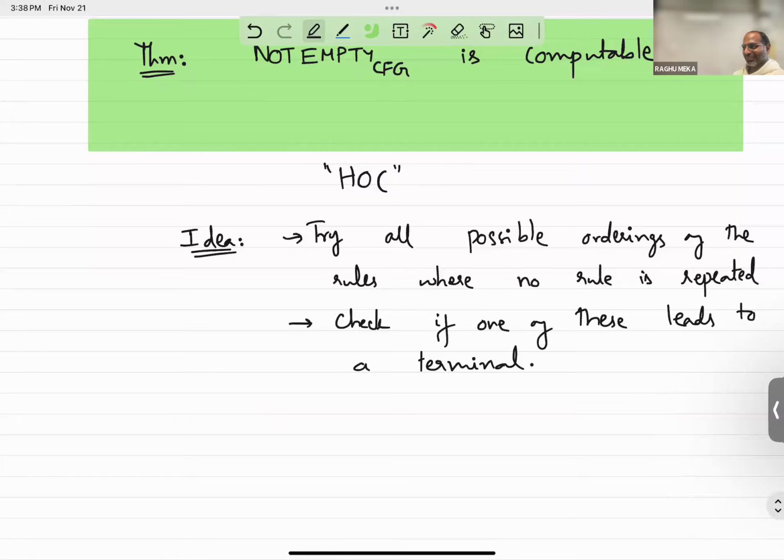There's also a more efficient way though. If there are k rules, this is like k factorial at the very least. Right? I need to find all possible orderings. So this is a bit more expensive than what maybe, let's say, you would do if you're actually trying to program it. Yeah?